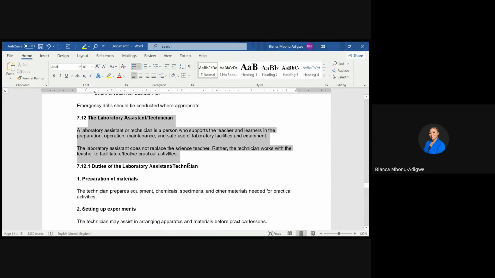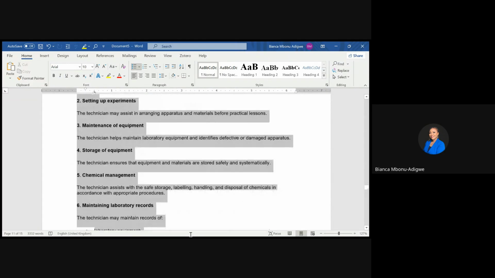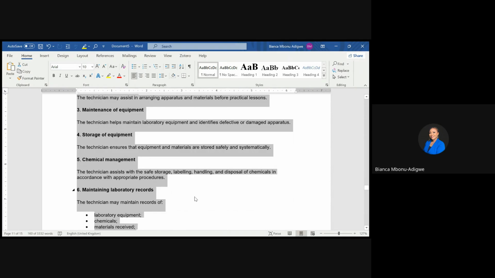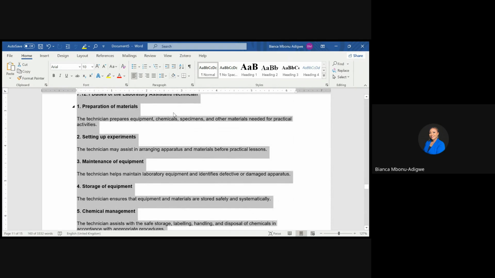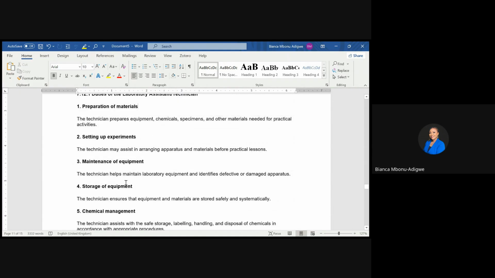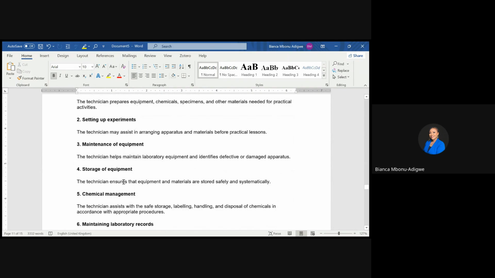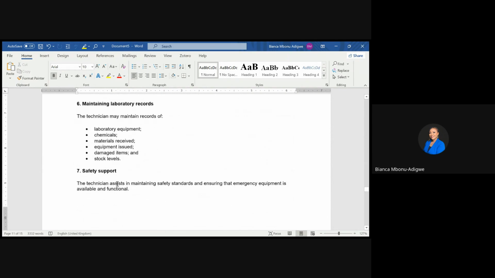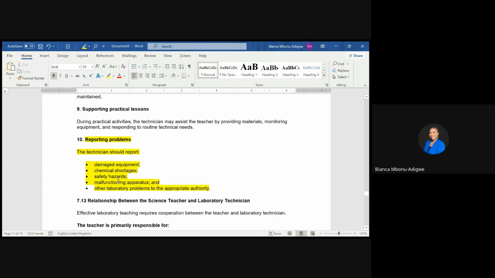The lab assistant or technician, we already mentioned the duties of the lab technician. They prepare materials, set up experiments, maintain the equipment, take inventory, they store the equipment, support safety, and even support practical lessons. They report problems. All right, so we're going to end it here. The unit doesn't have so much of this, but I decided to add them so that we can know them.